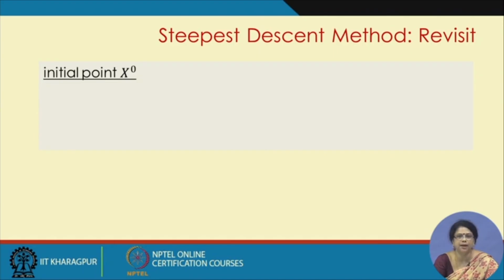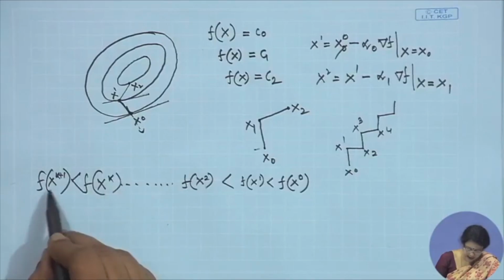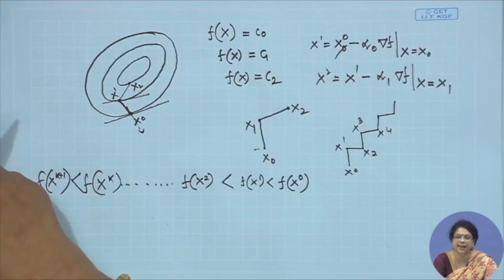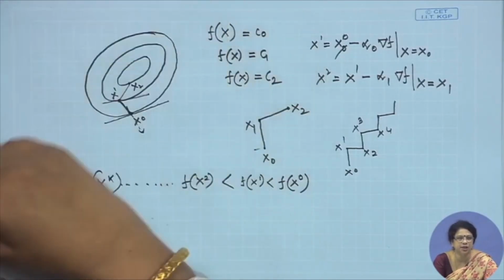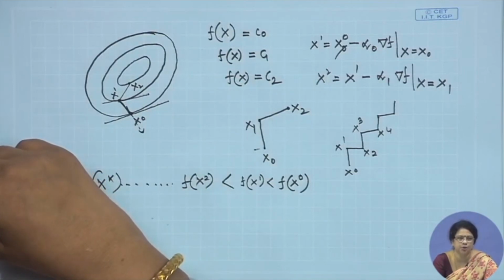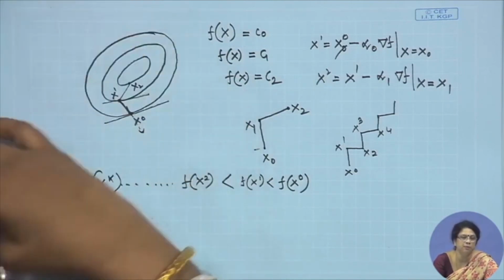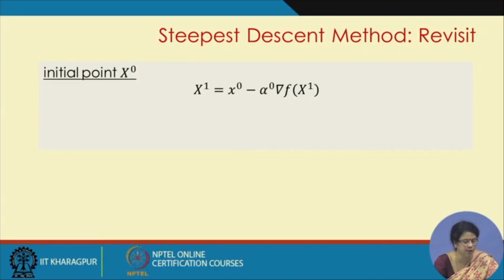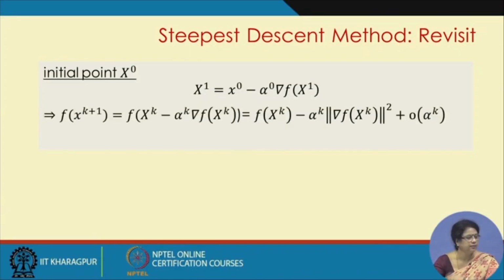As I said, my initial point is x0. What are we going to prove? We are going to prove that f(x_{k+1}) is less than f(x_k), where k is the kth iteration and k+1 is the next iteration, and this is the minimization we are considering. That is why if it is x0, x1 would be this way, and x_{k+1} would be x_k minus alpha_k grad of f(x_k).